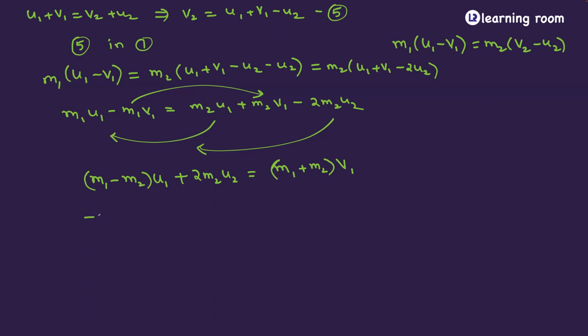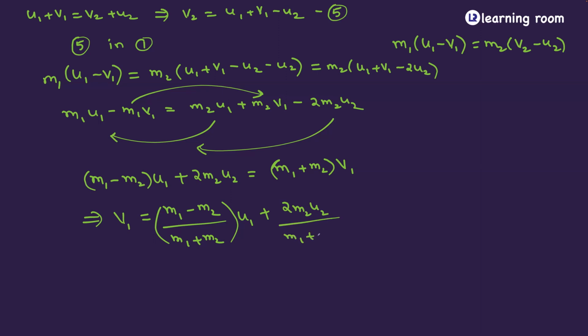So what will be the value of v1? V1 will be equal to m1 minus m2 divided by m1 plus m2 into u1, plus 2 m2 u2 divided by m1 plus m2. Remember, these two expressions of v1 and v2 are to be remembered. You have to apply them as a formula in the problems.